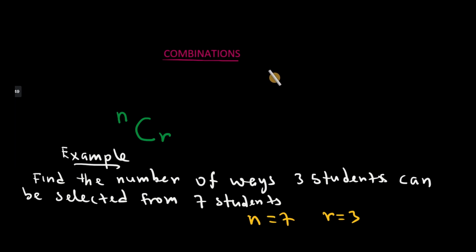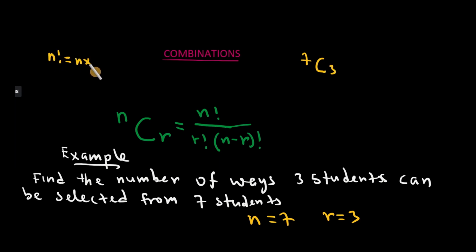So the total number of ways will be 7 combination 3. n combination r is obtained by the formula n factorial over r factorial into n minus r all factorial. You also have to know that n factorial means n times n minus 1 times n minus 2 times up to 2 times 1.